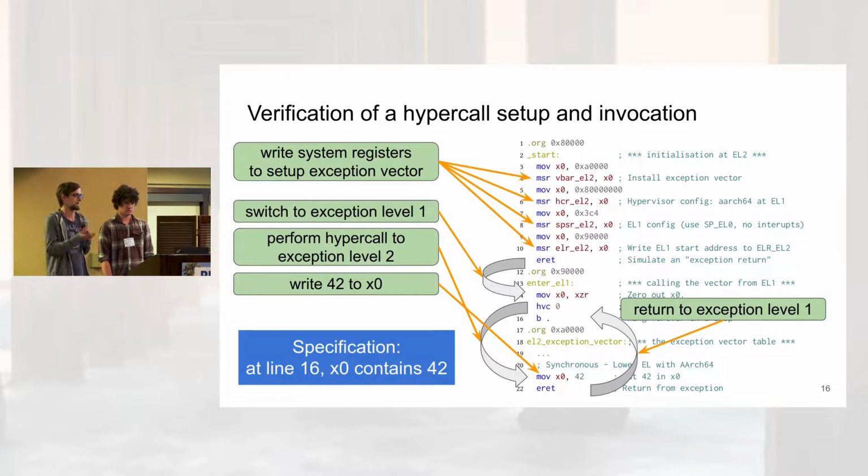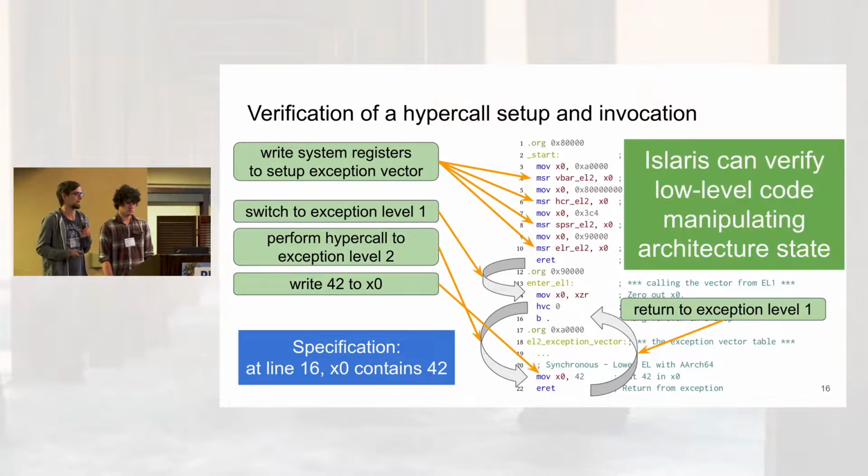So the specification here is that at the end, x0 contains 42, but of course, verifying the specification involves making sure that all these switches of the exception level and all of these interactions with the system state work correctly. And yes, this example shows that Islaris can actually verify such low-level code which interacts a lot with this architecture state and manipulates it.